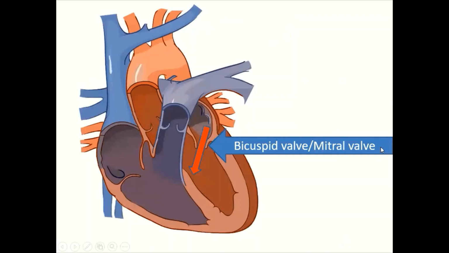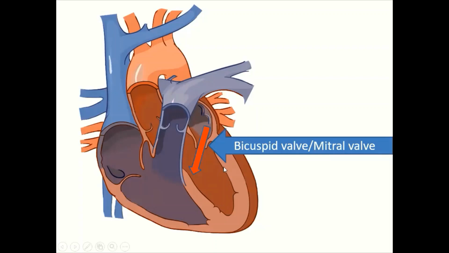Next one. From the lungs, oxygenated blood is returned to the left atrium, and then from the left atrium to the left ventricle. So this is the flow of the blood from LA to LV. Therefore, this valve, the bicuspid valve or mitral valve, prevents the backflow of the blood from the left ventricle to the left atrium. So the blood in the left ventricle does not go back to the left atrium.